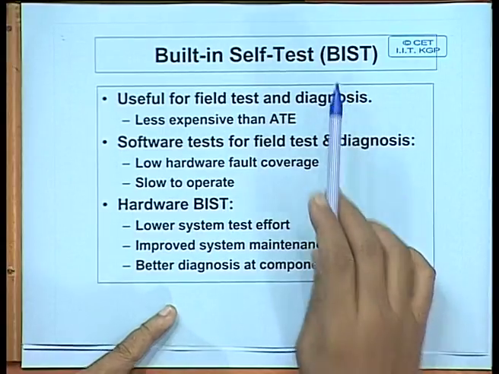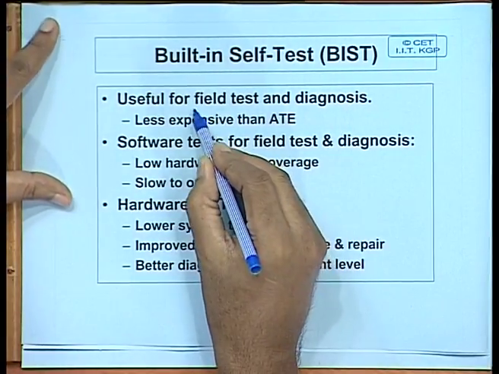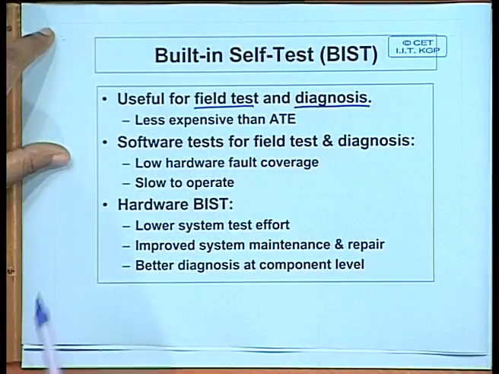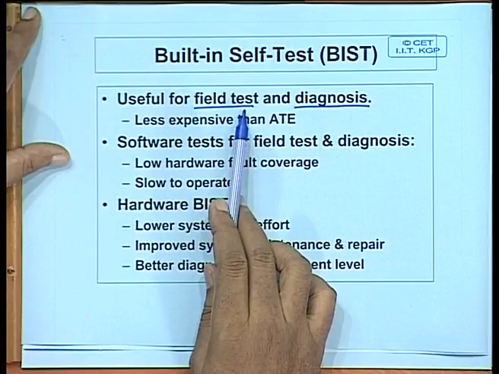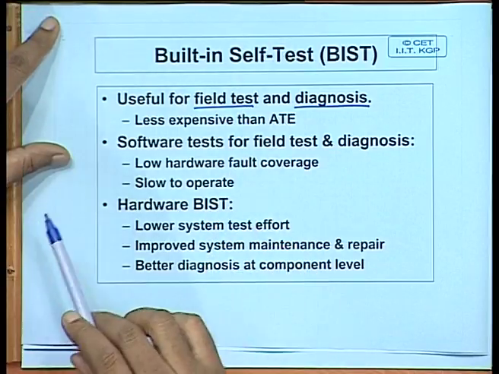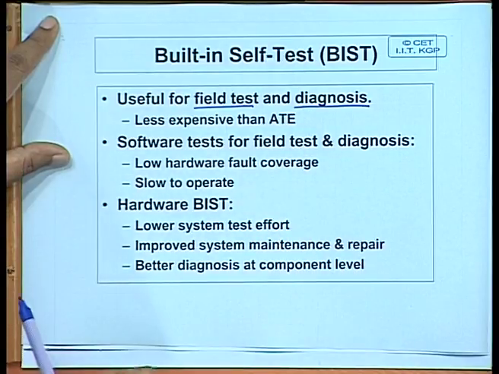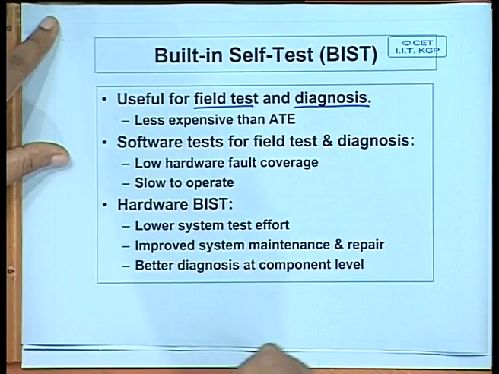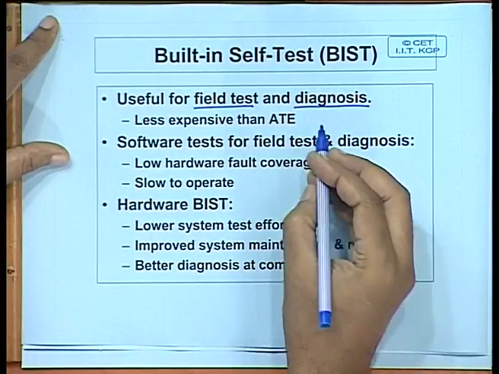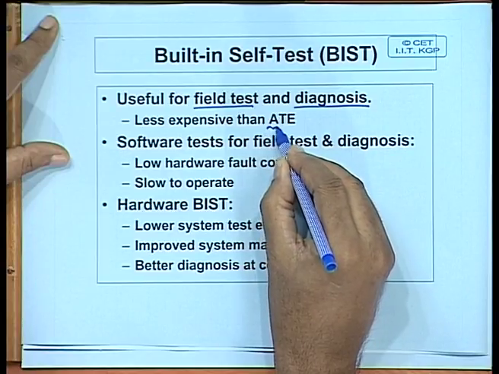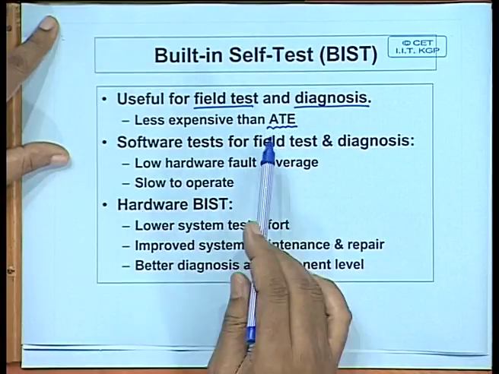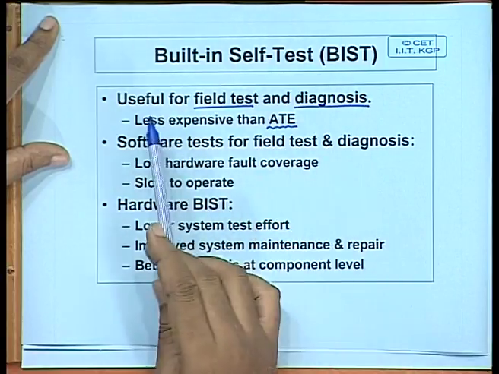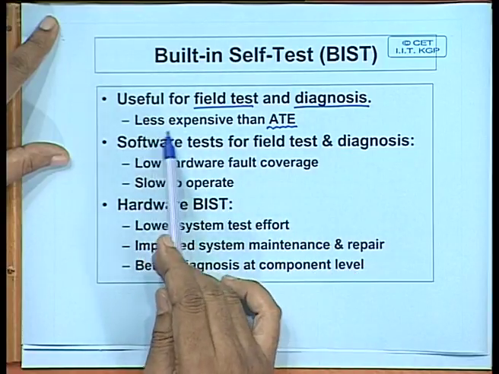Built-in self-test is useful for field test and diagnosis. Field test means in the exact environment where you are using the chip in terms of the application, you can test the chip there itself. In contrast, if you are using design for testability techniques, then the chips have to be tested in a special laboratory where you have automated test equipment installed. Since these ATEs are very expensive equipment, having BIST and using it for testing is in general much less expensive.